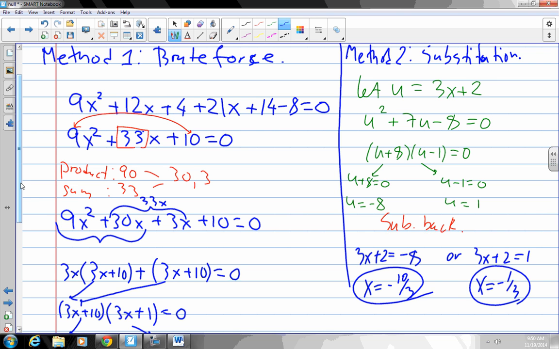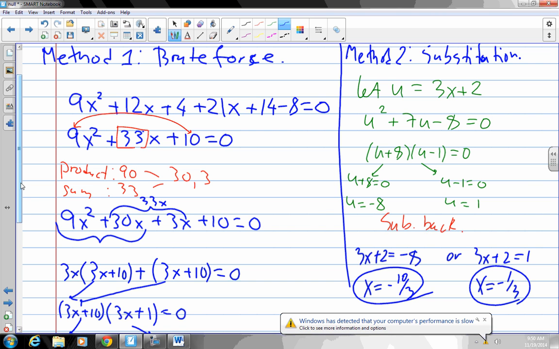It's a little more advanced technology, but it made your life a lot easier. You're solving simpler problems on the way. We didn't have that nasty factoring, or if you were stuck on factoring, the quadratic formula would have been even worse, because you have to go 33 squared minus 4 times 9 times 10. So whatever that is, right?